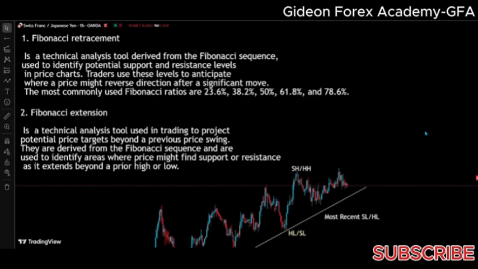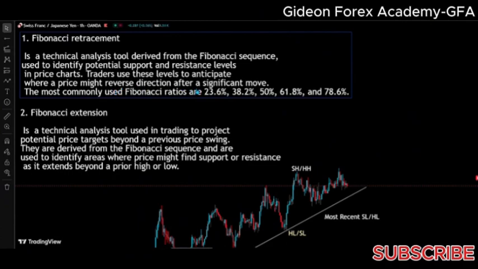So I'm going to be showing you how you can use the Fibonacci retracement tool and the Fibonacci extension tool. First of all, we are going to look at the Fibonacci extension tool, which is a tool derived from the Fibonacci sequence used to identify potential support and resistance levels in price charts. Traders use these levels to anticipate where a price might reverse direction after a significant move.